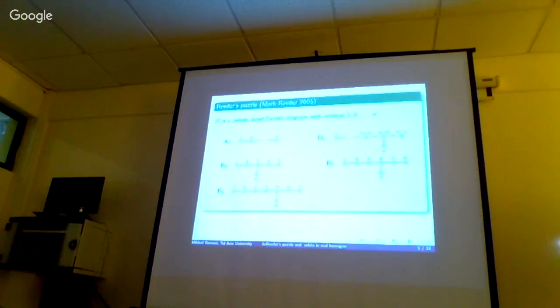Now, let's discuss it a little better. I will consider Reader's puzzle. It was introduced by Mark Reader in 2005. It was related to some problem from representation theory. Let G be a simply laced linking diagram with vertices 1 to n. What does simply laced mean? It's a graph with only single edges.